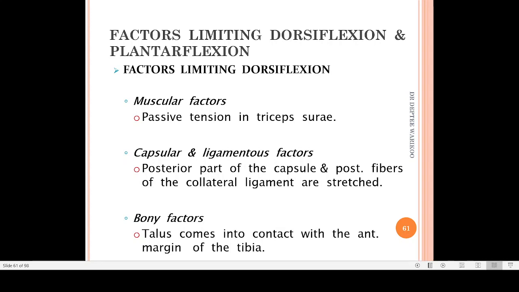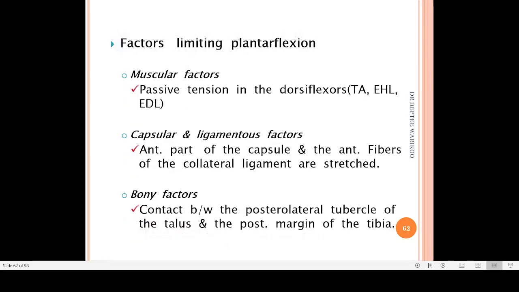Factors limiting dorsiflexion are, first, the passive tension in the triceps surae; second, the posterior part of the joint capsule and posterior fibers of the collateral ligament, which are stretched properly; third, the bony factors, where the talus comes into contact with the anterior margin of the tibia. That is the shape of the talus, the anatomy of the talus which we discussed earlier.